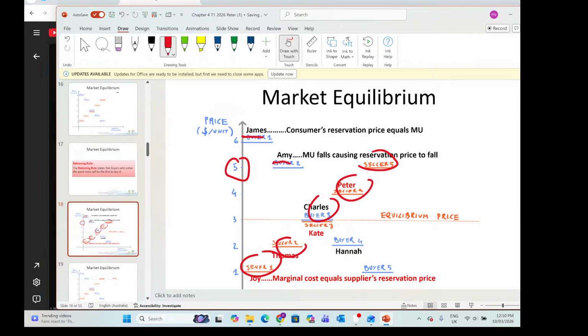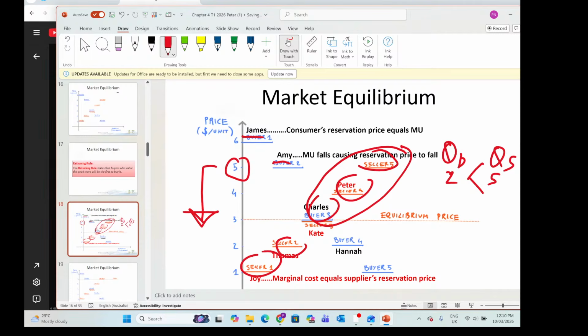So at price 5, what's going on? The quantity demanded is 2. The quantity being supplied is 5. There's an excess supply. 3 of these guys will not get to sell the product. So how are we going to decide which ones won't sell it? They're going to have to compete with each other. And when they start to compete, the price falls. So we know that eventually the market is going to arrive at the equilibrium price.